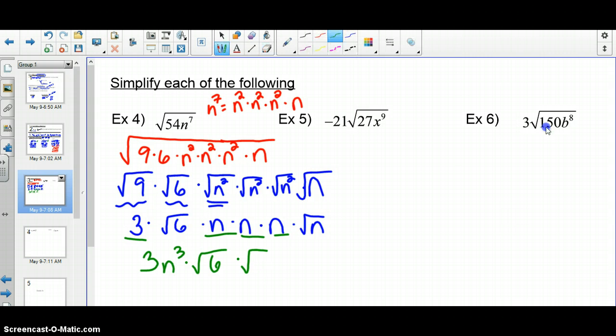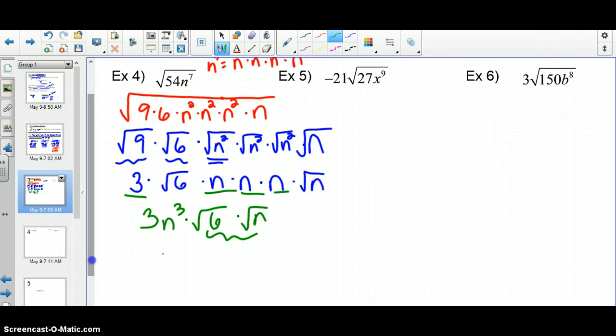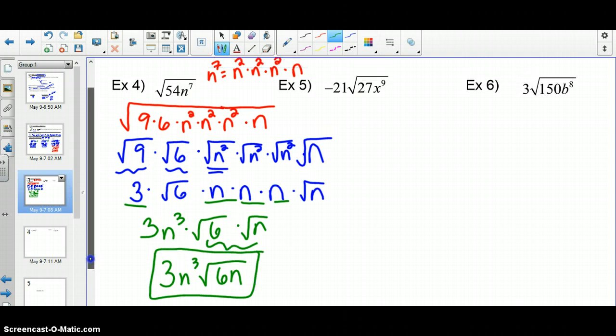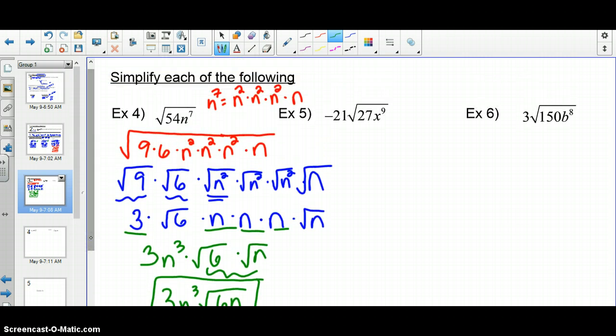But I know that I can actually combine these two things here under one radical. So that's just 3n cubed times root 6n. Okay, so this is a long way. If you want to do this step by step, that's how you'd probably go about it. But the more comfortable you get with this, the more you're going to do this in your head.